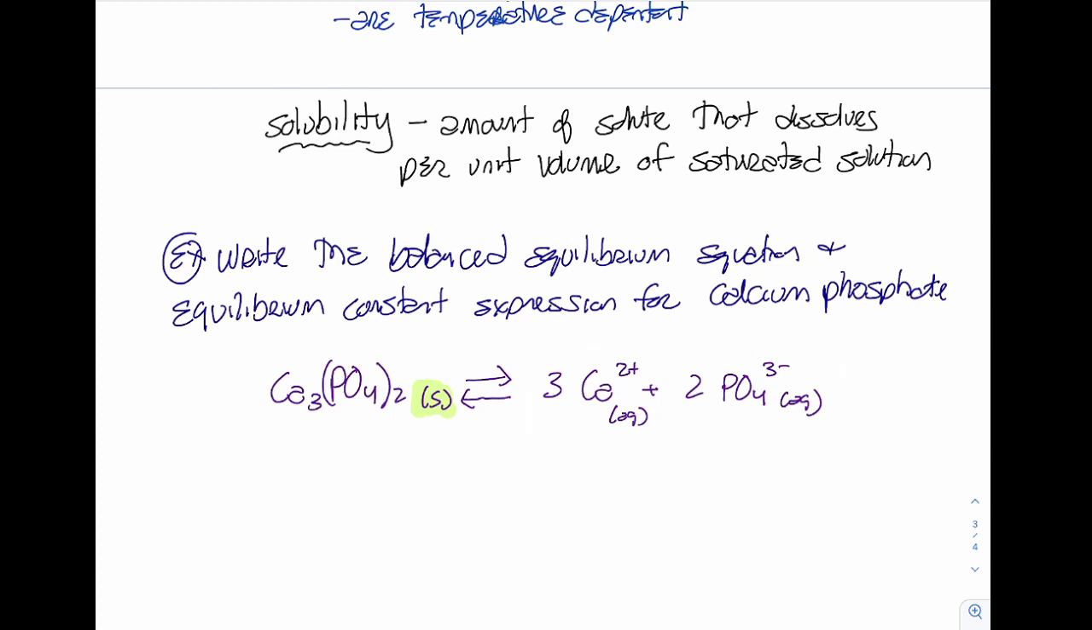And the correct number of ions. Always check, this is a good check too. Your net charge should be the same on both sides. So here I have no charge, right? It's 0. Here I have 3 positively 2 charged ions.